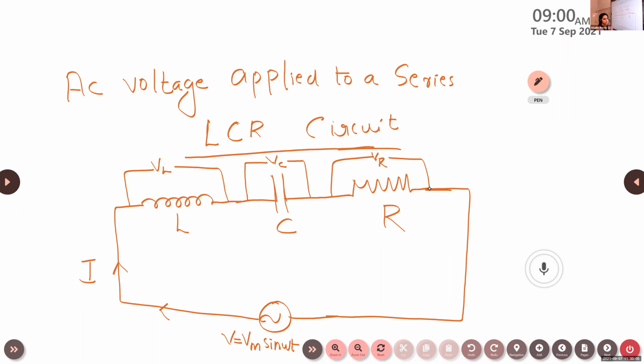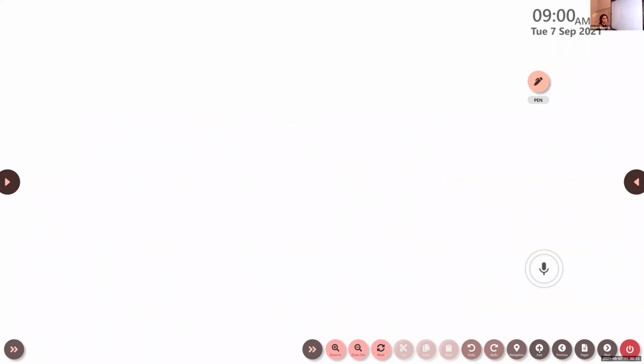And here we know that the current flows along the same direction. The same current is flowing through the inductor L, capacitor C, and the resistor R. The direction of the current will be the same. Then by applying Kirchhoff's law, we can say that V is equal to VL plus VC plus VR.